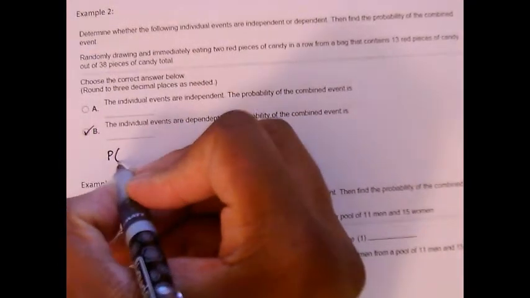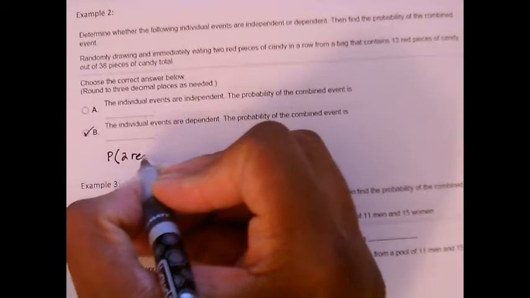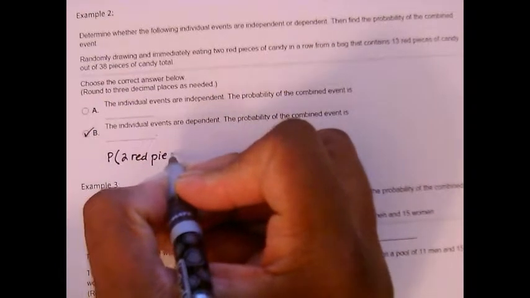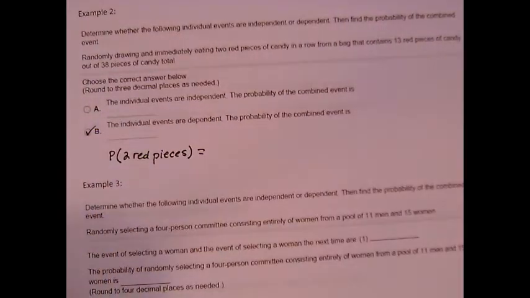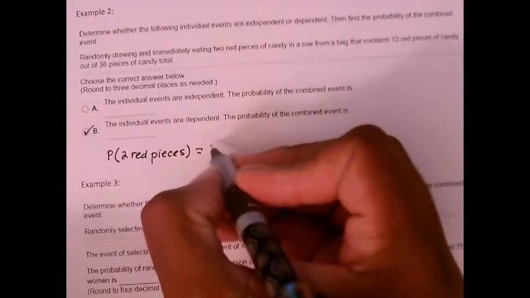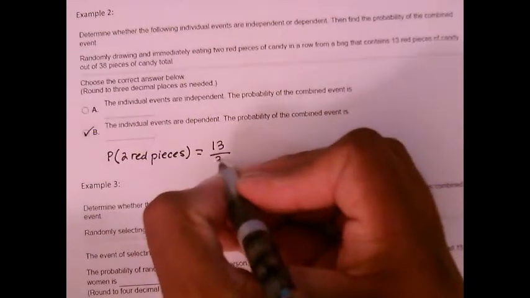So now, we want the probability of getting 2 red pieces of candy. So on the first choice, the probability of getting a red candy, notice there are 13 red pieces of candy out of 38. So the probability of getting the first one will be 13 out of 38.